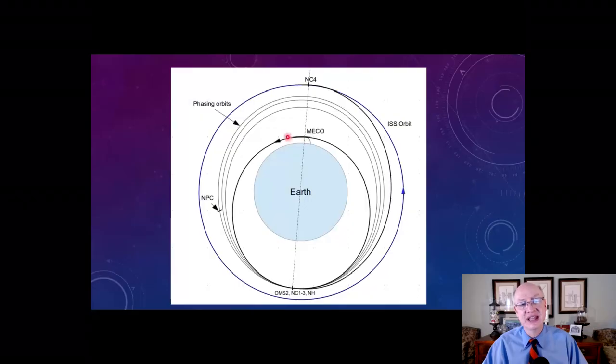The second thing is once they get into orbit, they might be suffering from space adaptation sickness. They might be nauseous. They might be vomiting. They probably need some time to get over that.